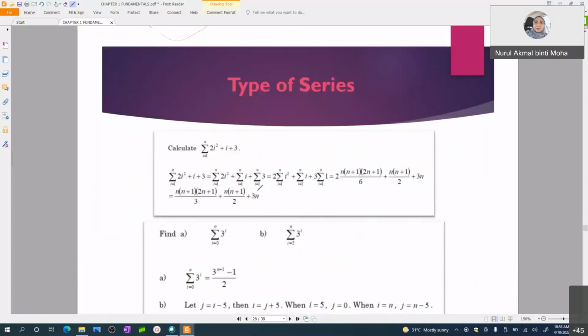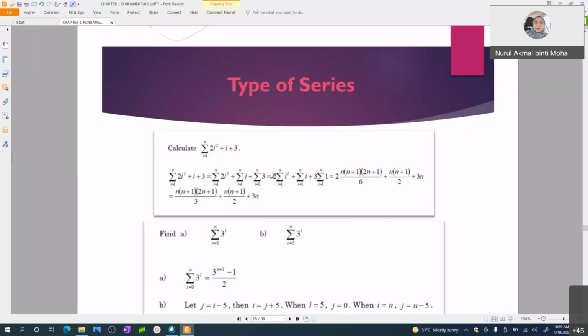The question asks for the summation of 2i squared plus i plus 3. For this kind of question, you can actually use the previous formula. One is for i squared, another one is for i to the power of 1. And for these, you know that the constant can always be taken out from the sigma symbol. So that's why here, 2 is taken out from the sigma symbol. What you have is the summation of i squared.